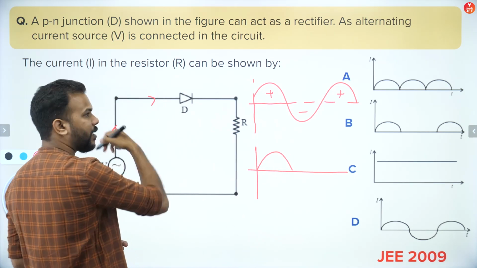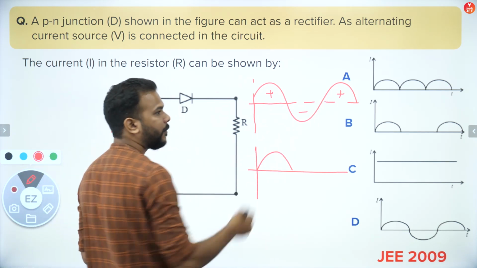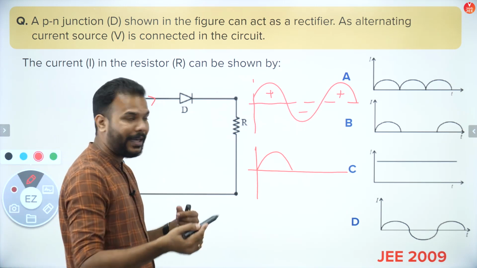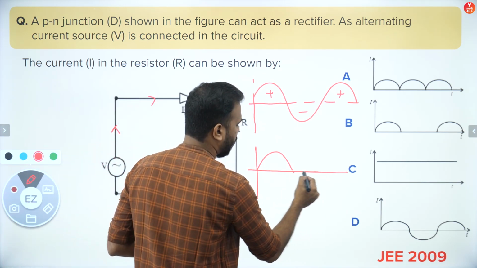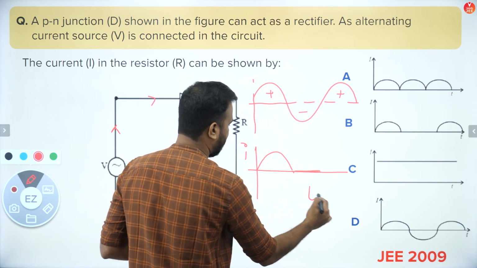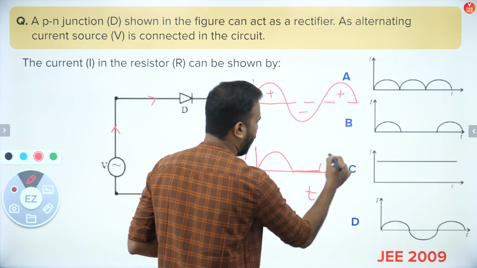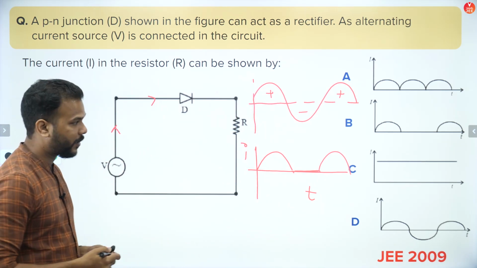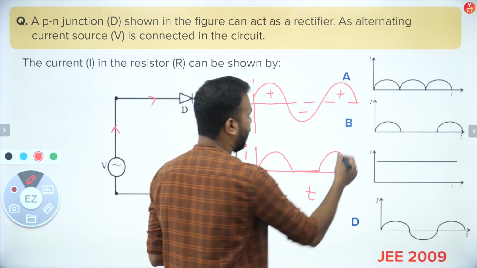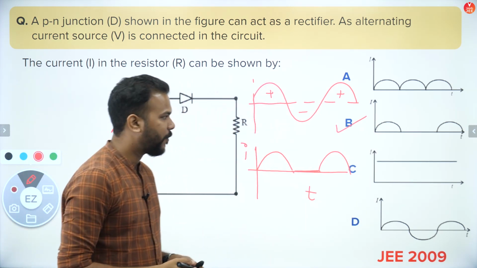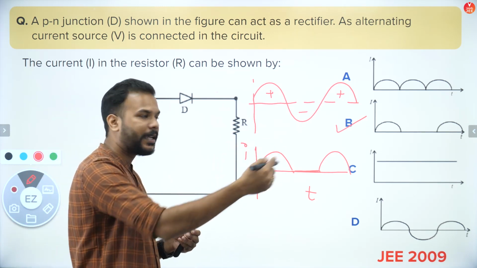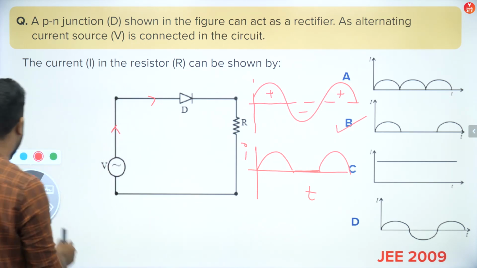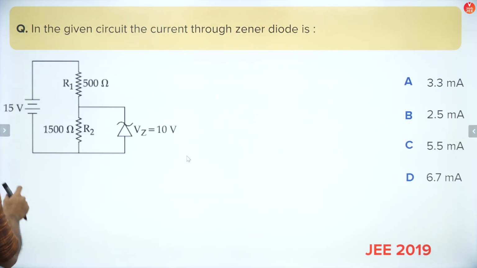After that, when the current changes direction in the next half cycle, in fact the polarity of the power source changes, the diode will not let the current pass through it, and it will be just zero current here. So this is I and this is T, which we are drawing, and again it will become forward biased, and this will keep on going as long as the current source is connected to the circuit. So you can predict that the answer to the question is option B, with all the half cycles becoming crests and no troughs being formed. Okay, fine. So this was JEE 2009, and let's go to the next question, guys.